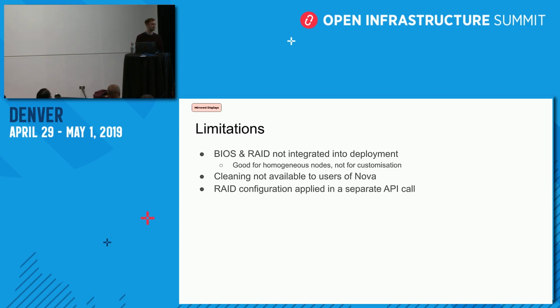There are some limitations to cleaning. You can't configure the BIOS or the RAID as part of your deployment procedure. So if you want to have a pool of nodes that are configured in a specific way, it's good for setting that up. But if you want to customize a node during deployment for a specific use case, then it doesn't work for that. Cleaning, at least manual cleaning, is not available to users of Nova, so there's no way to get through the Nova API to trigger a cleaning operation. And having the RAID configuration applied in a separate API call is a bit fiddly.